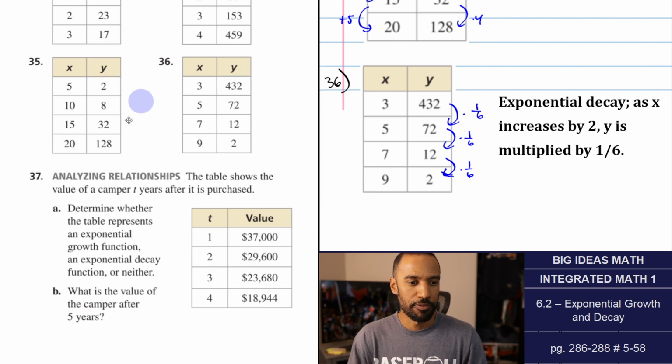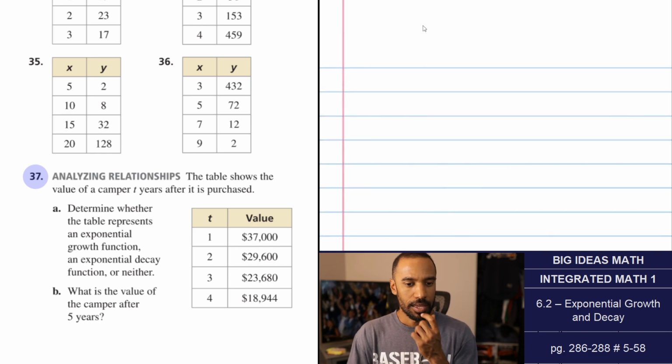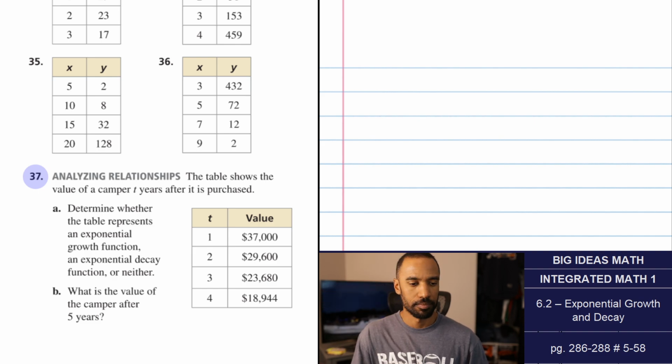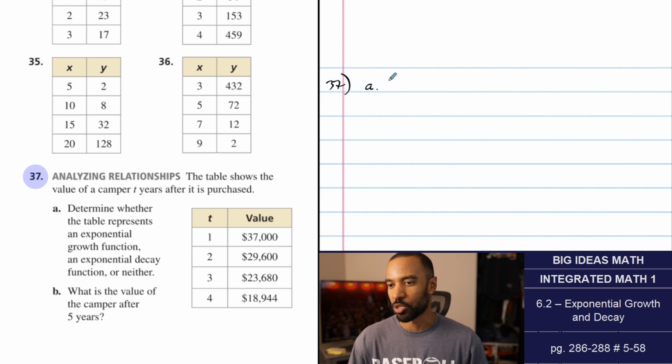Let's move forward. Analyzing relationships, number 37. The table shows the value of a camper t years after it is purchased. Determine whether the table represents an exponential growth function, an exponential decay function, or neither. That's part A. Part B, what is the value of the camper after 5 years? So even if it's not exponential growth or decay, apparently we still have to come up with the model.